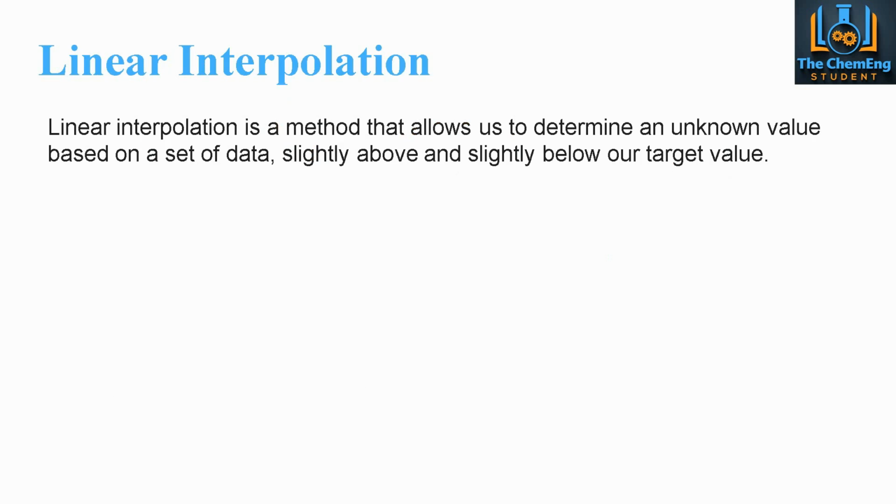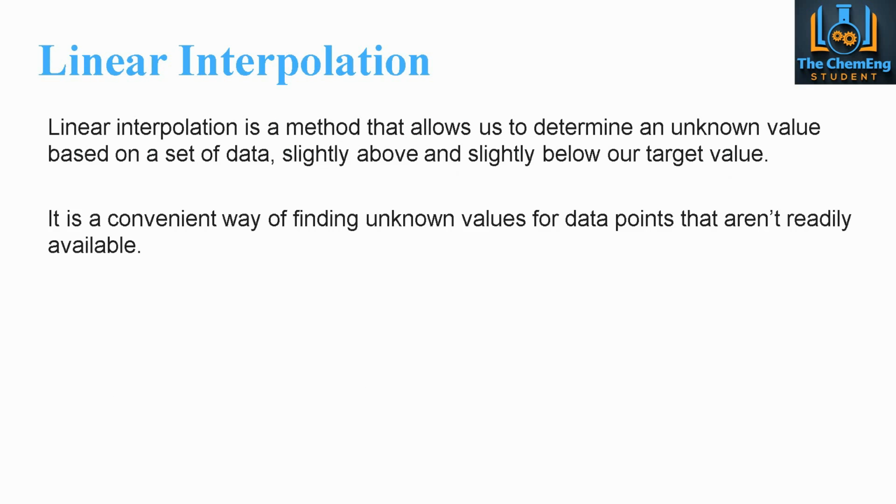Now, as I mentioned at the start, we're going to look at something called linear interpolation. Now, linear interpolation is not just restricted to steam tables. We can use it in pretty much any mathematical relationship that we want. But essentially, linear interpolation is a method that will allow us to determine an unknown value based on a set of data that's slightly above and slightly below our target value. Now, it's a convenient way of finding these unknown values for data points that aren't readily available.